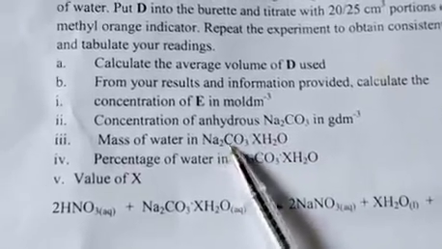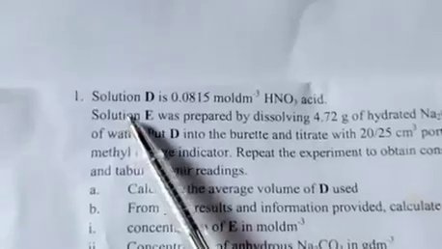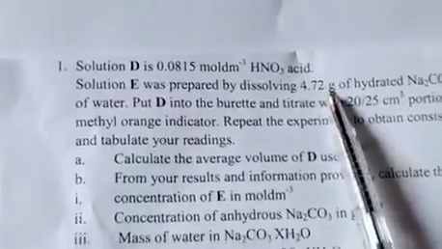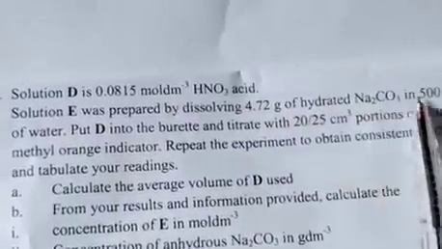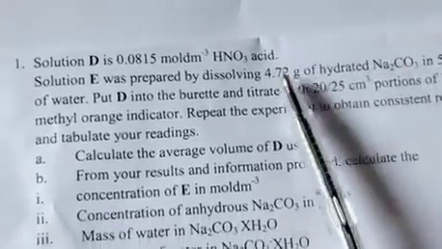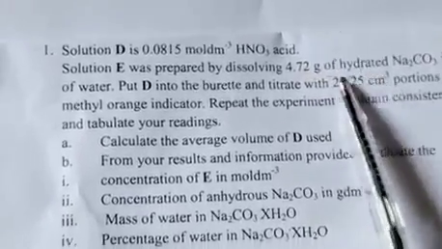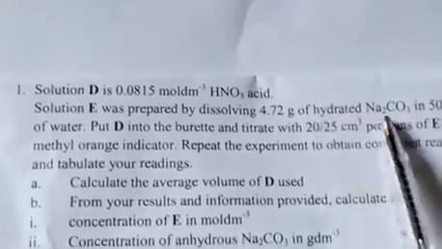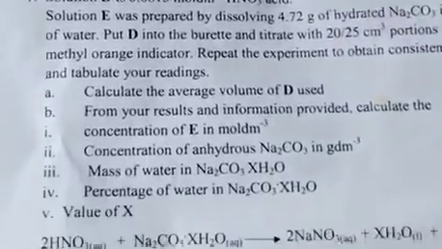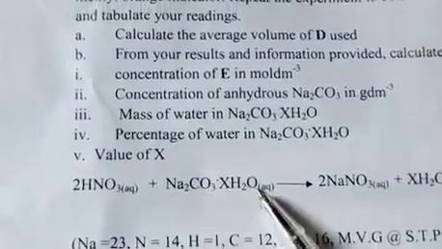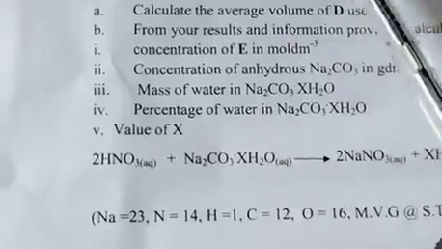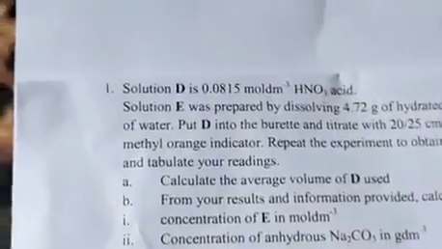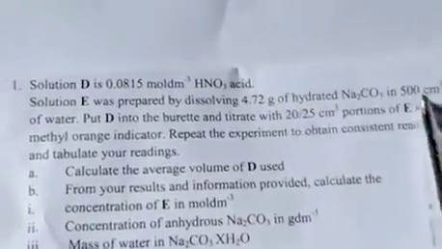To solve this, we have to go to the question and look for a clue. We're told that solution E was prepared by dissolving 4.72 gram of the hydrated carbonate in 500 cm cube. So what we're going to do now is find the mass concentration of the hydrated carbonate, because the hydrated compound contains water. So this is the formula of the hydrated compound, it contains water. We're going to find the mass concentration of this compound using this information. We have here that 4.72 grams of the hydrated compound is dissolved in 500 cm cube of water.